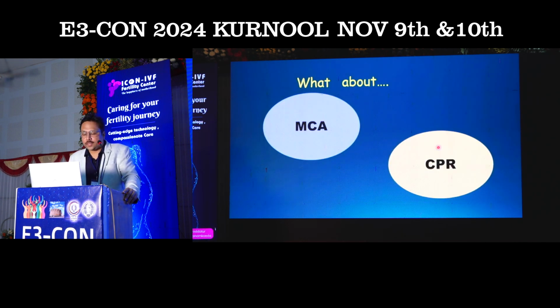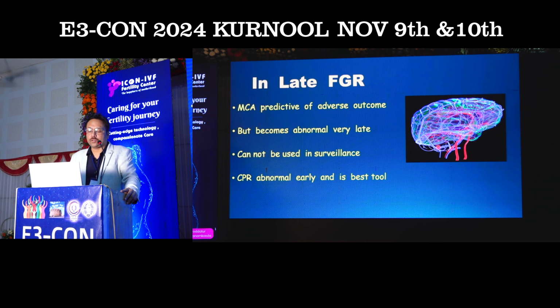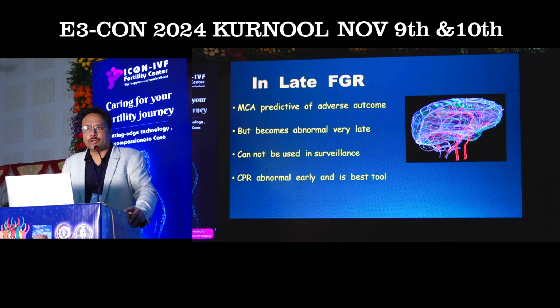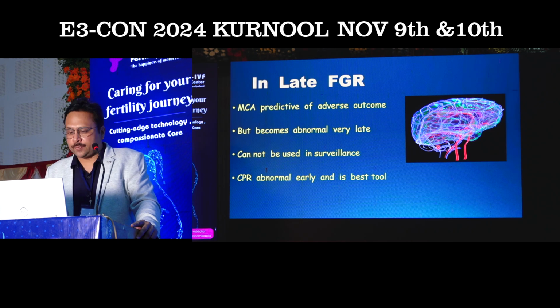So what about MCA and CP ratio in early onset FGR? In early onset FGR, placental disease is severe. MCA is always compensated, but it has not got any clinical utility. Delivery is entirely dependent on ductus venosus flow or abnormal umbilical artery flow. In late FGR, MCA is predictive of adverse outcome, but becomes abnormal very late. It cannot be used for surveillance. We use cerebroplacental ratio for surveillance in late FGR cases.